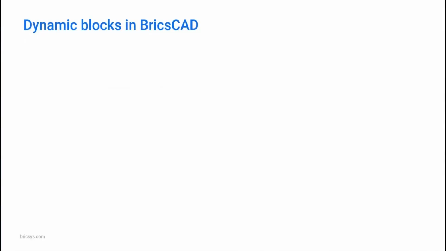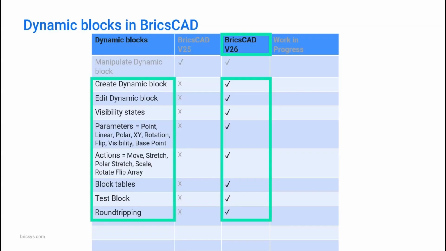Okay, so we just saw a new dynamic block created in BricsCAD V26. Let's look at the details of what is and is not supported in BricsCAD. You can create specific types of dynamic blocks and edit specific actions of those dynamic blocks. What do I mean by that?